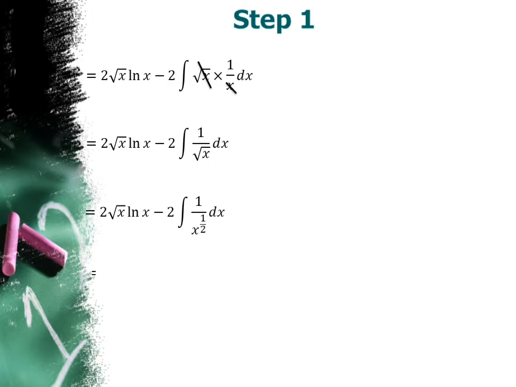Then we change the square root of x to x to the power of 1 over 2. Then we do the integration, and we get the answer 2 square root of x, and we multiply by 2 in front of that.